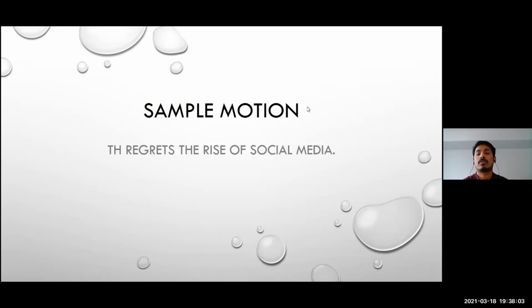Sample motion. This was "regrets the rise of social media," a very common motion that we have often, at least I have come across. So by regretting the rise of social media, we need to explain a lot: how has social media impacted society? How has it impacted the economy? How has it impacted the behavior of people?